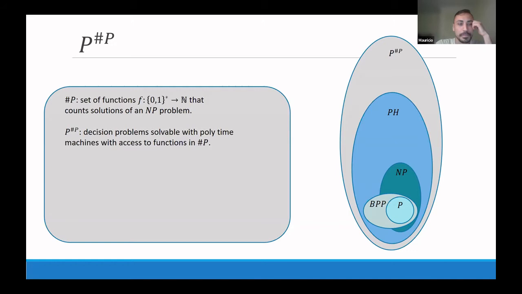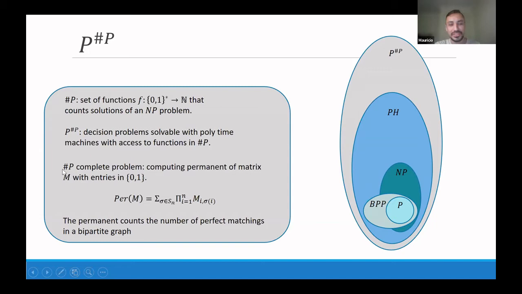Now there are things called complete problems. These are the hardest problems in a class. A known sharp P complete problem is the permanent. Given some matrix, you can compute the permanent, which is similar to the determinant. I guess you know the determinant, except that you don't have the negative signs when you're computing it, if you remember how to compute the permanent. And computing this permanent can be related to counting perfect matchings in bipartite graphs, and this can be proven to be hard in the sharp P class.